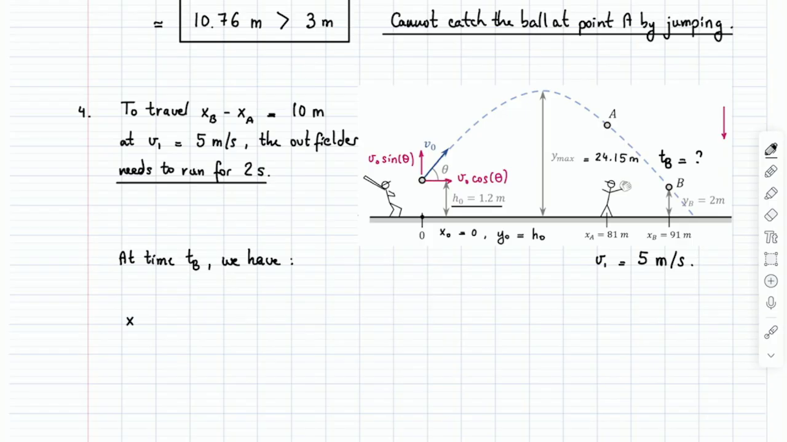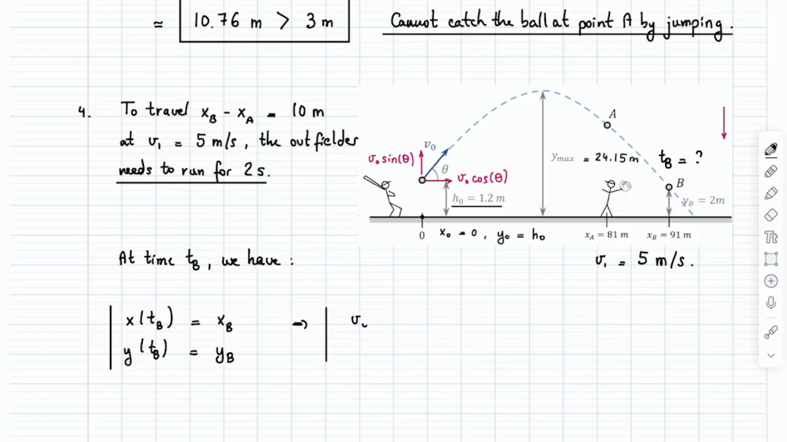So I have x of TB is equal to XB, right? And I have y of TB is equal to YB. Turns out I know both. XB is 91 and YB is 2 meters. Okay, so I have 2 equations that I can use.